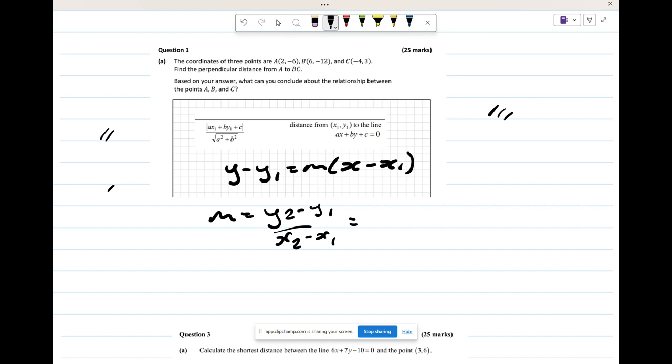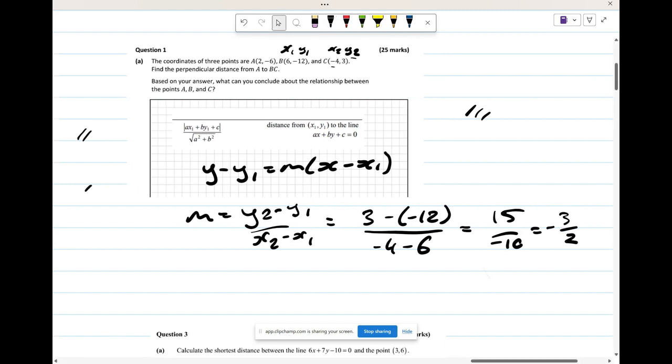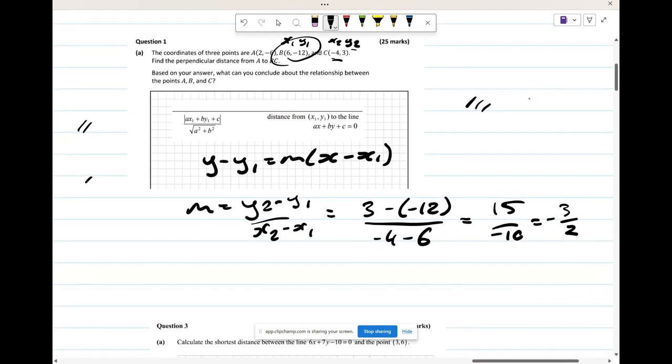So if we set this to x1, y1, and this to x2, y2, then y2 is going to be 3 minus 12 over minus 4 minus 6. So it's going to be 15 over minus 10, which is minus 3 over 2. That is our slope. And we can choose either one of these points. So let's just choose 3, minus 4, because actually, no, let's choose minus 6, 12. Seem like easier points.